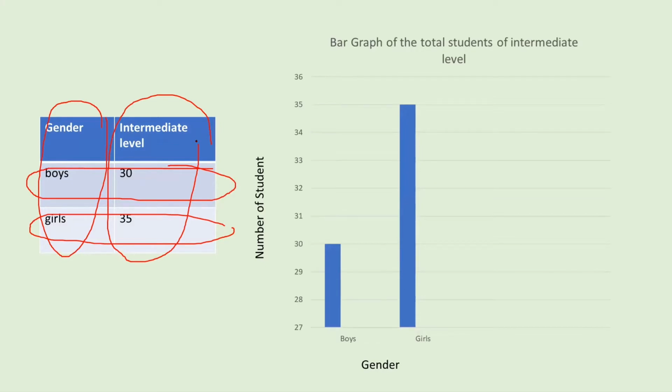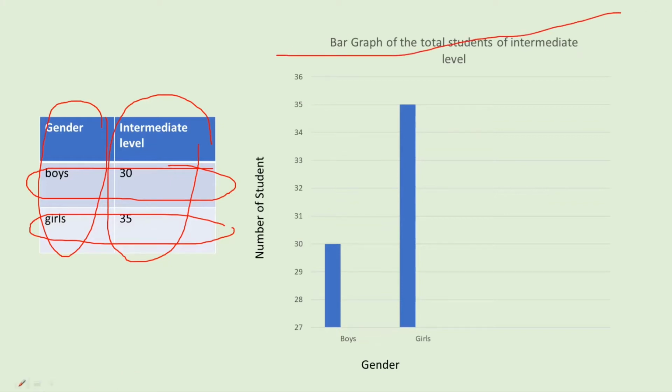Next is the bar graph. So, bar graph is also called bar chart. And this graph or chart presents categorical data with rectangular bars. So, meron din tayong horizontal bar graph and meron din tayong vertical bar graph. So, sa ating bar graph, meron din tayong parts.